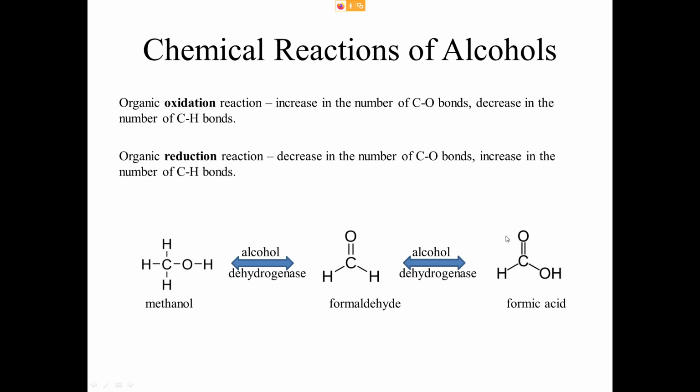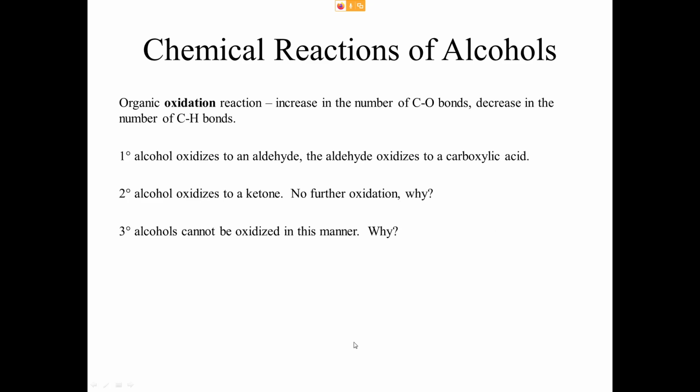Reduction is the reverse of that. We take a molecule like this carboxylic acid and reduce it, we get an aldehyde. Reduce it again, we get a primary alcohol. Okay? And the same goes for our secondary alcohols. They become ketones in the center. Well, there'll be no H's left, so we cannot oxidize them again.